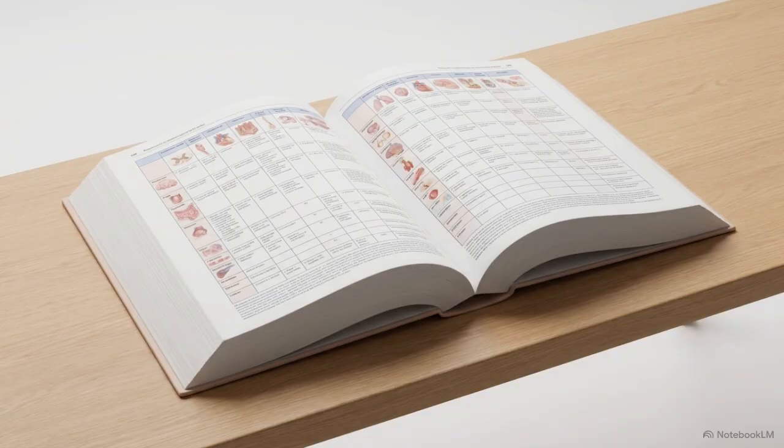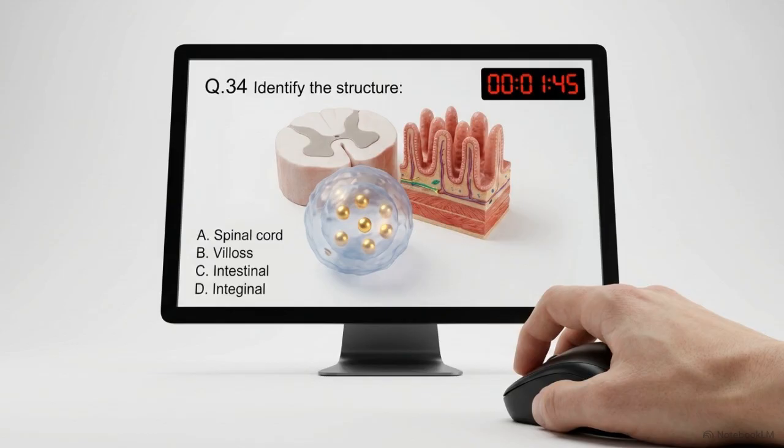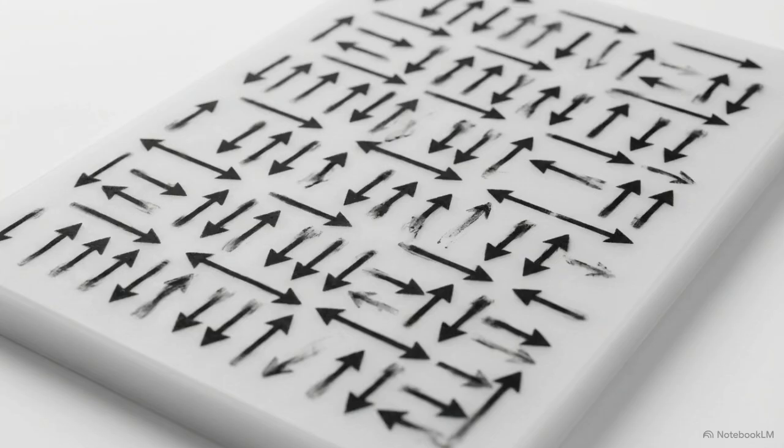Standard medical board preparation tries to solve this by handing you a table. You are expected to memorize columns of arrows, up, down, normal, to differentiate these lookalike cases. That approach is a liability. Under the pressure of a licensing exam or an active clinical ward, memorized arrows blur together. Relying on rote memorization creates fragile knowledge that breaks when you need it most.